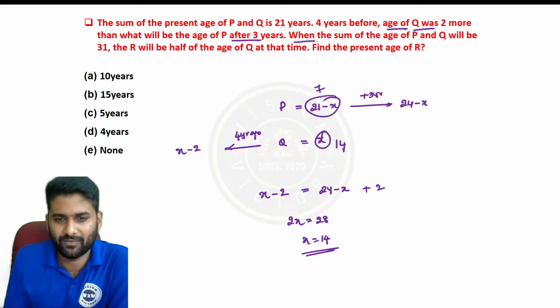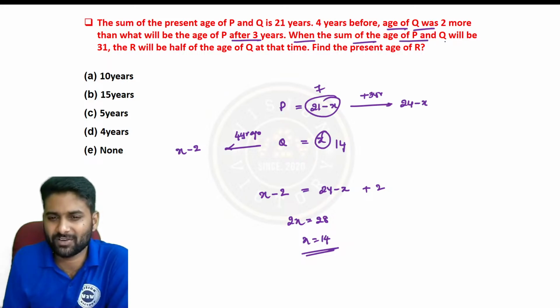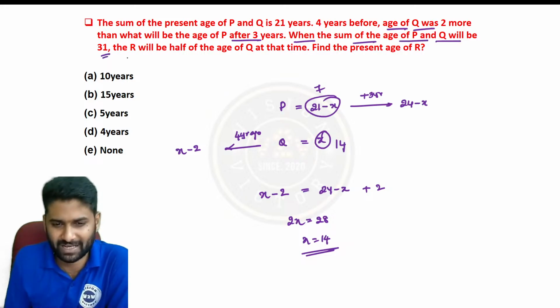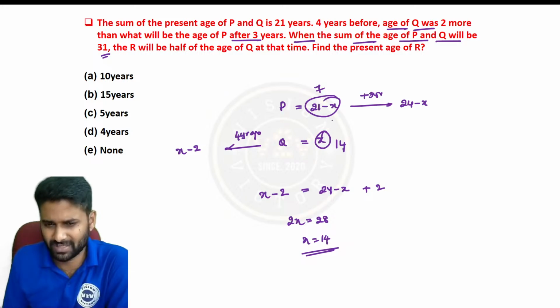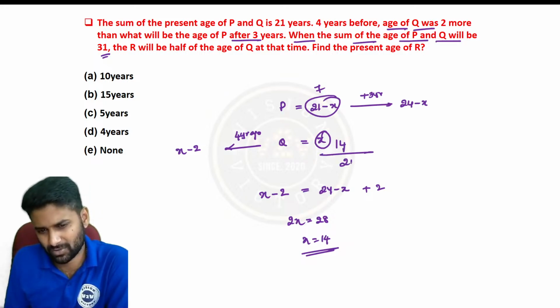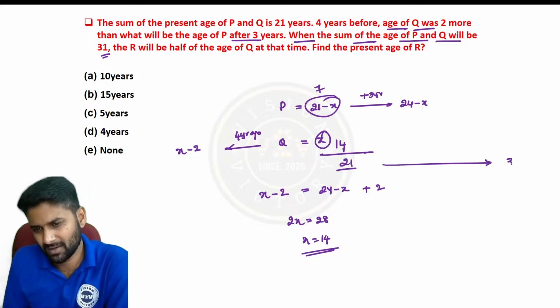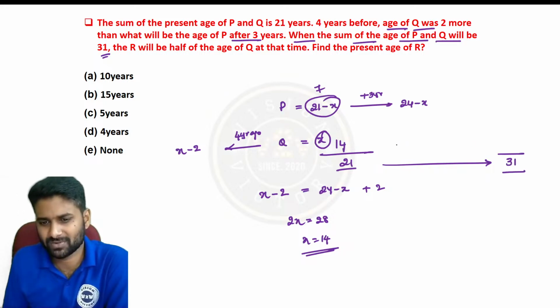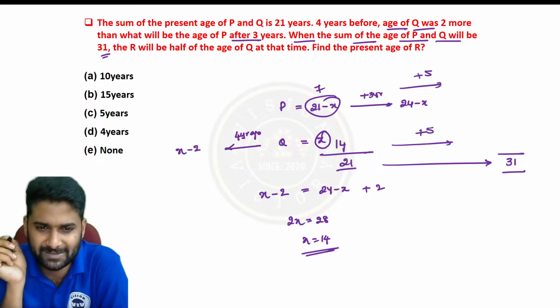Another question. When the sum of the ages of P and Q will be 31, guys, we already know that the sum of these two values is exactly equal to 21. They clearly mentioned that when the sum becomes 31, so definitely each and every person increases by 5 years.